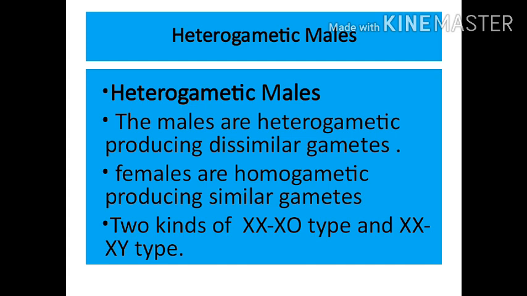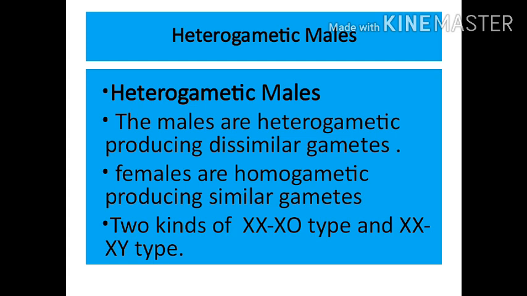Now coming to the crosses, here we are going to see two kinds of crosses in the heterogametic male. XX is the female, XO is the male. The male will be producing two sperms, one with the X and another one without X. The female produces the egg with X.